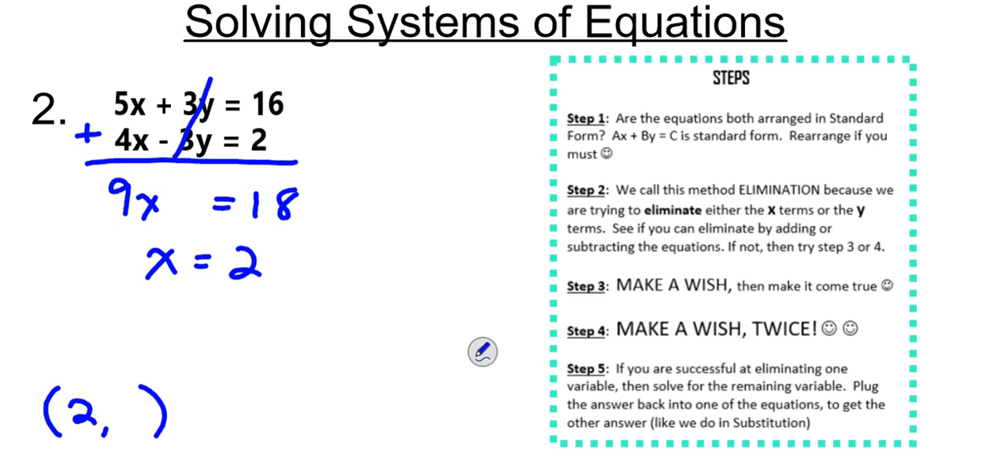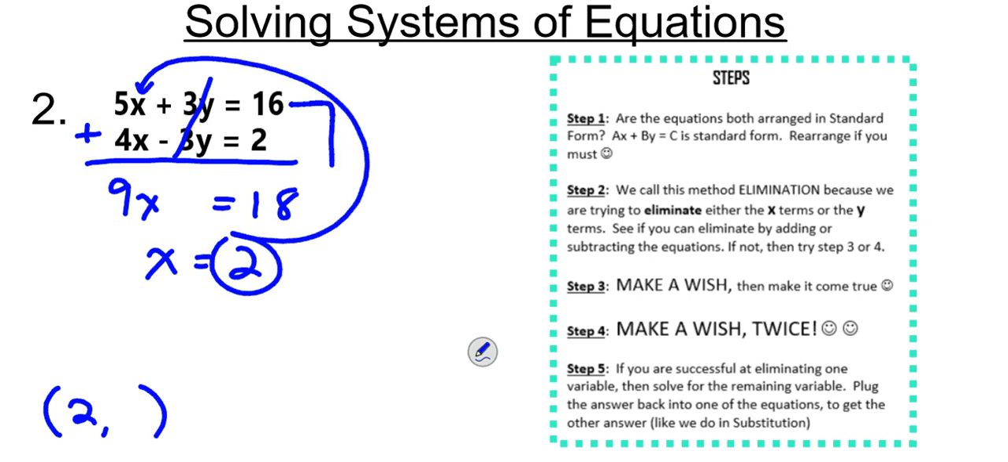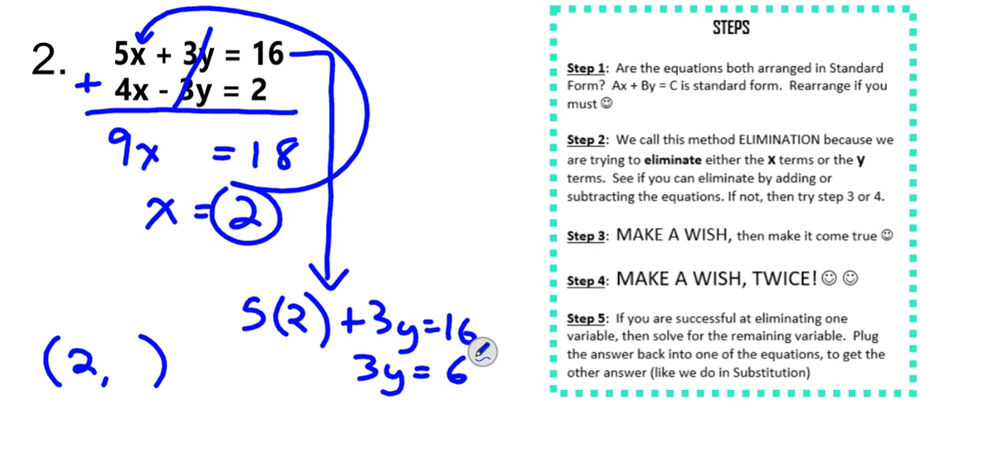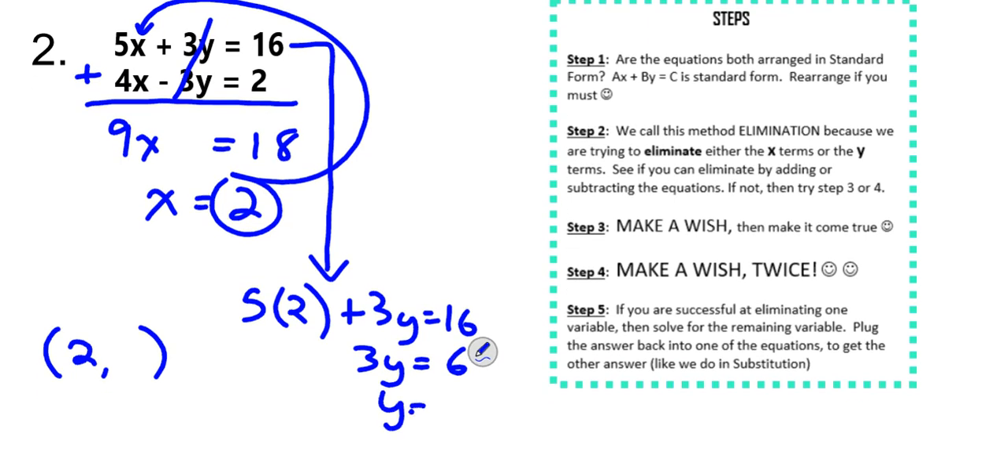Remembering that in a system, our answer is going to be a coordinate point. And so here we go. We can pick either one. I always like to gravitate towards the equations that don't have a negative, just so we don't get messed up with negatives. And we're just going to plug in 2 because now we know x is equal to 2. We're almost there. Let's go ahead and solve the equation. 5 times 2 is 10. If we subtract 10 from both sides, we get 6 on the right side, divide both sides by 3, and we get 2.